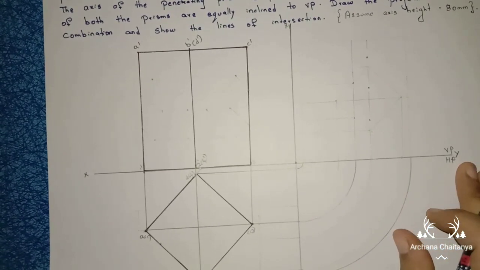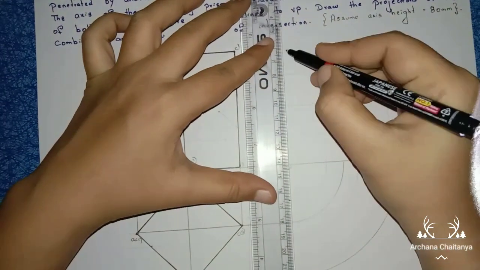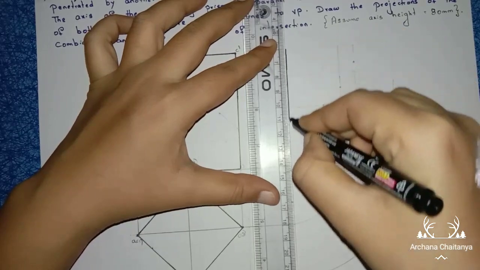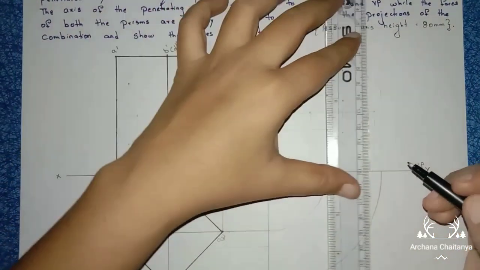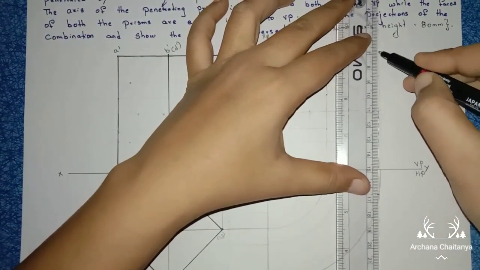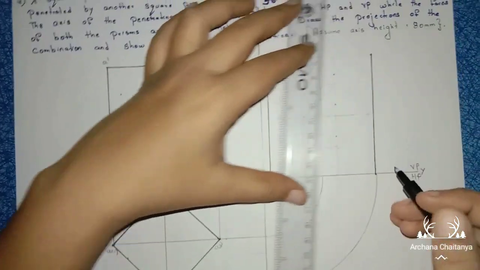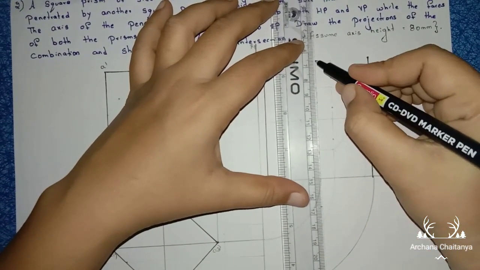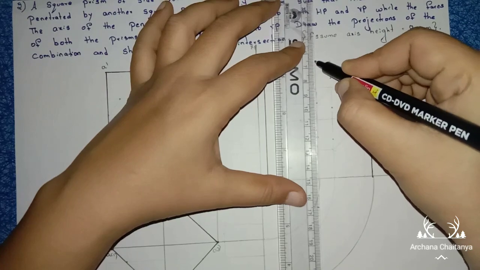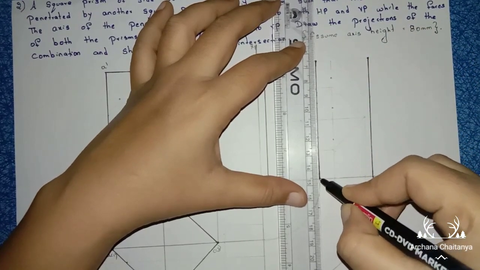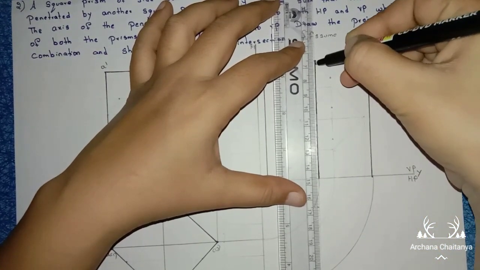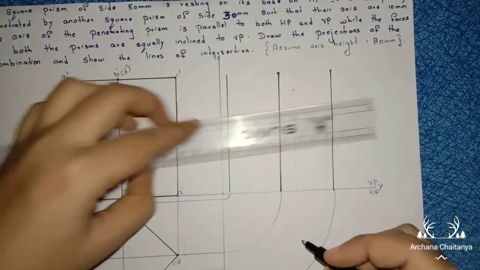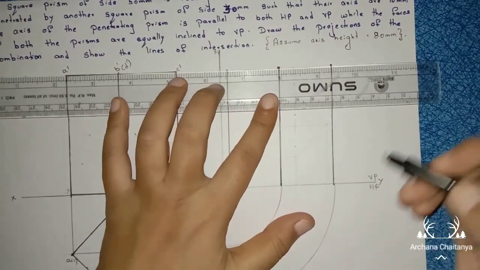from every point take the axis here 80 mm, take the axis here 80 mm, and here also take the axis 80 mm. Now join this one.